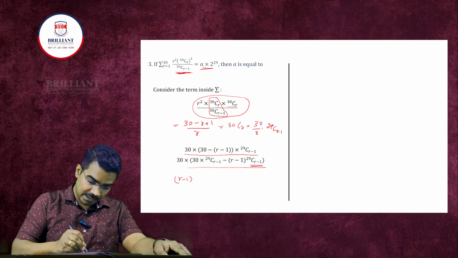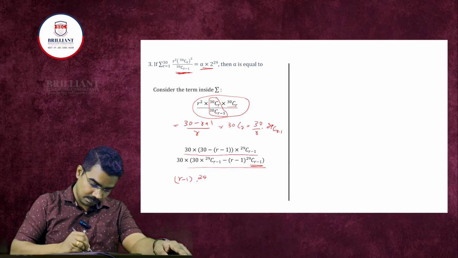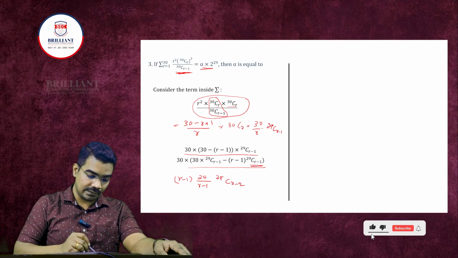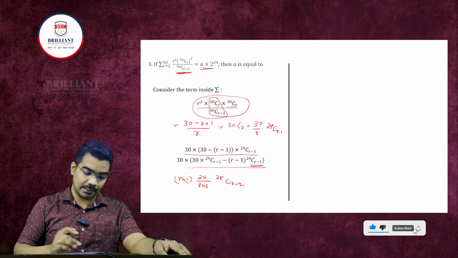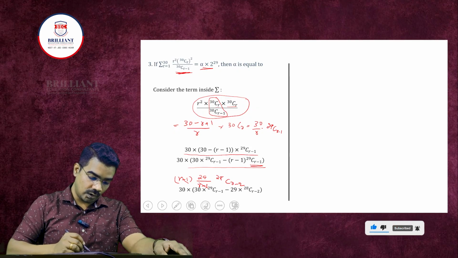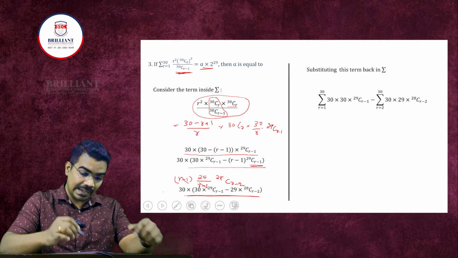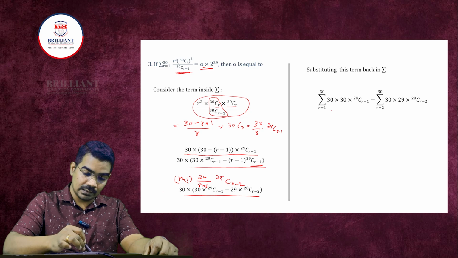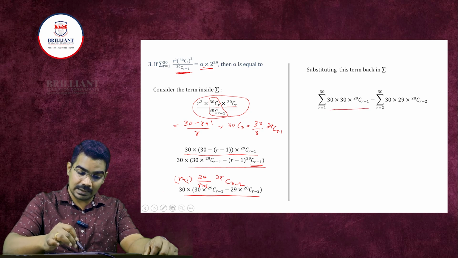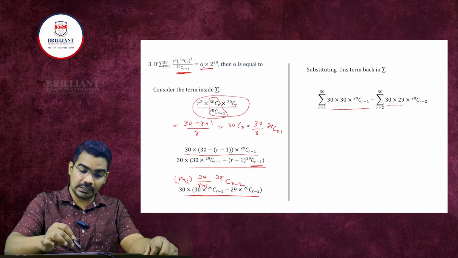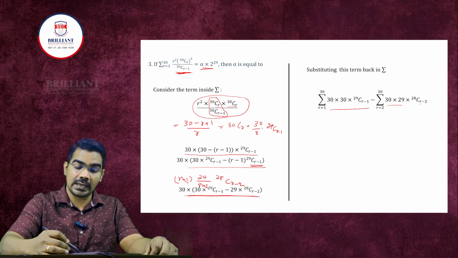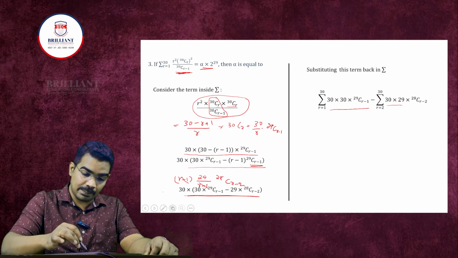So using the expansion of this, we can write 29 by r minus 1 into 28 C r minus 2, so that we can cancel this r minus 1 and r minus 1. So we got this. And now substituting back in the sigma term, we get sigma 29 C r minus 1 minus 30 into 29 and again 28 C r minus 2. Those are the summation of two binomial coefficients.